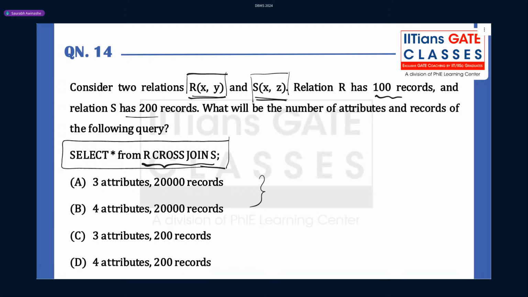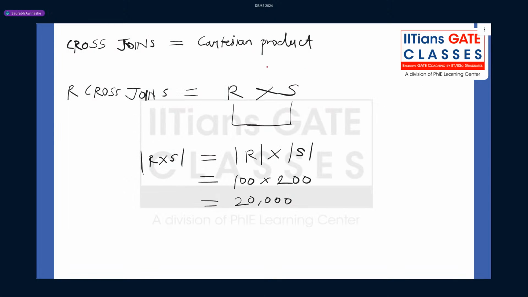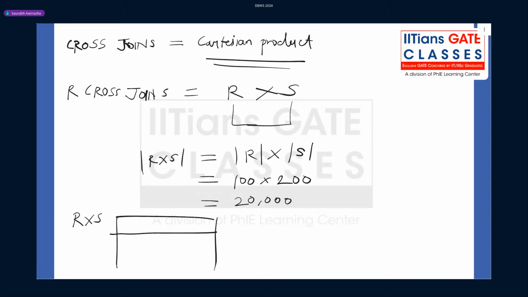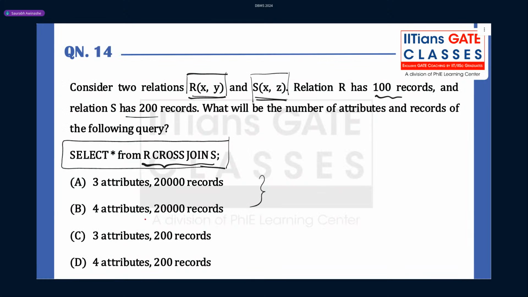Now coming to the attributes. So when we take the Cartesian product, the Cartesian product of R and S would look something like this. It would have all the attributes from both the relations. We have X, Y, then X and Z, right? So this is how your Cartesian product looks like. So we have total of 4 attributes. So based on that, the right answer is B. Okay. So we have 4 attributes and 20,000 records.